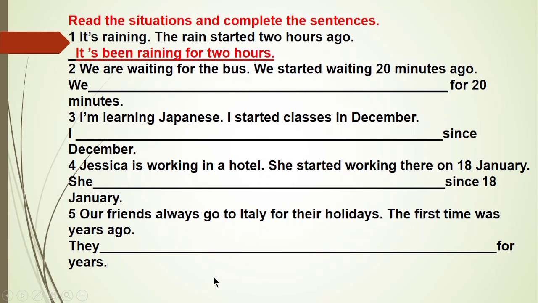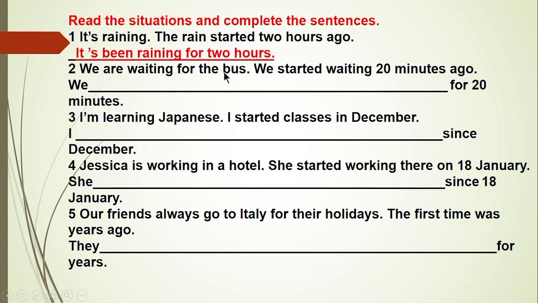Okay. Now there is a simple activity. Read the situations and complete the sentences. For example, it's raining. The rain started 2 hours ago. It means that the rain started in the past and it is still raining. So we have to convert this situation into present perfect continuous tense. So it has been raining for 2 hours.